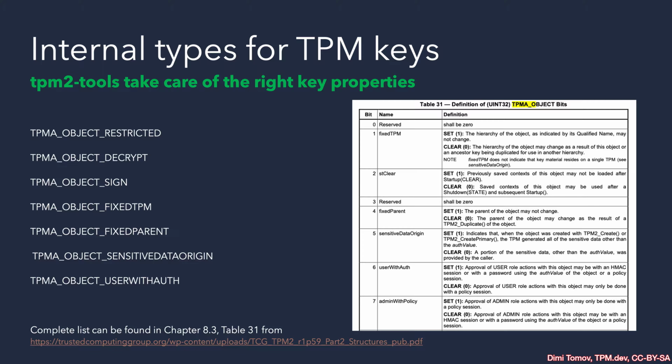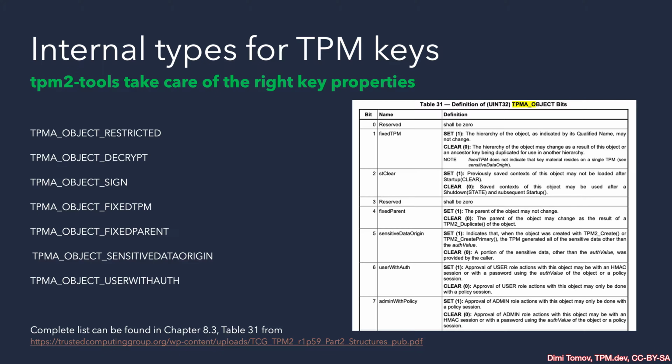There are many internal types when generating a TPM key. It is easier to use TPM2 tools to generate the key that we need, and it will come with the right key properties. For example, if we need to generate a signature, we will have TPMA_OBJECT_SIGN as a property being set with that key. If the key will be used for decryption, then it will be _DECRYPT.